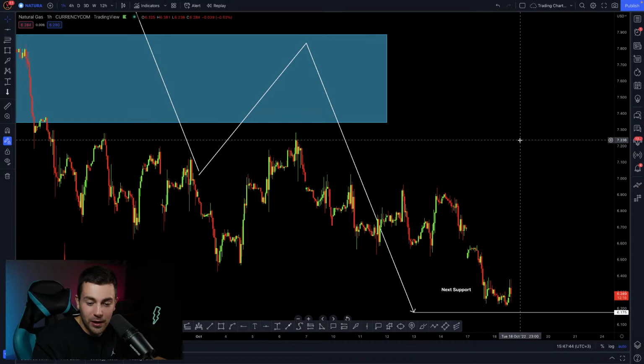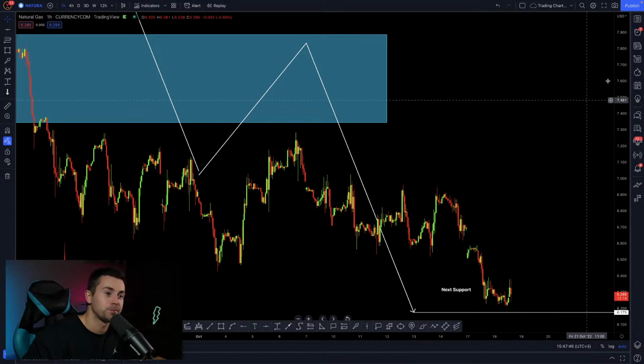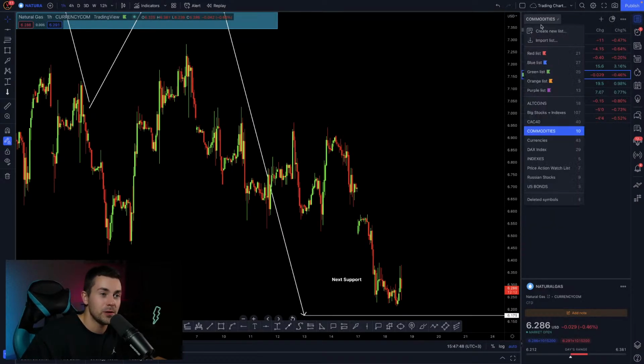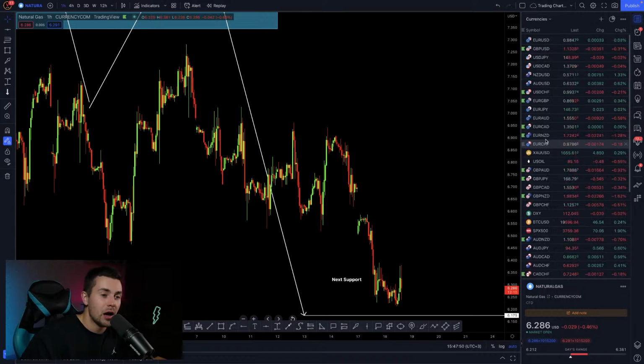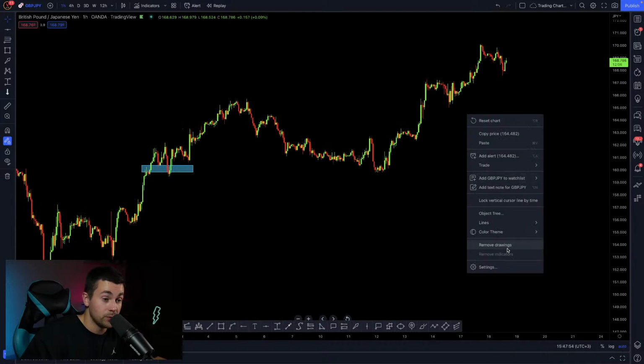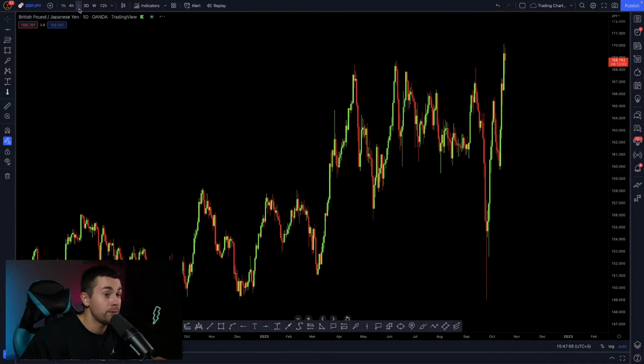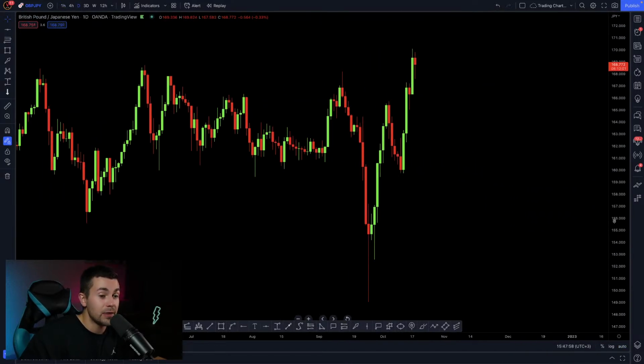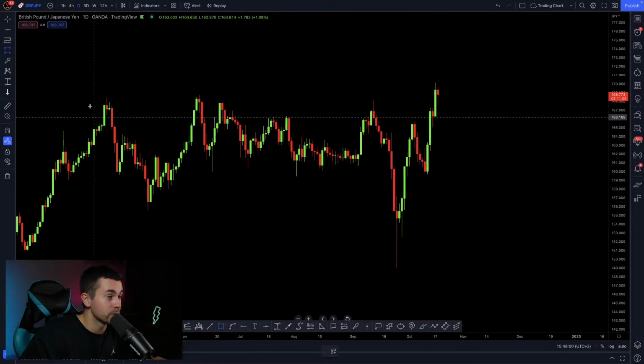Question about pound yen from Jazz Pro. Let's take a look at pound yen. So on pound yen, I see a contradiction right now. The first thing to note about pound yen is the fact that we broke a very strong resistance right here.